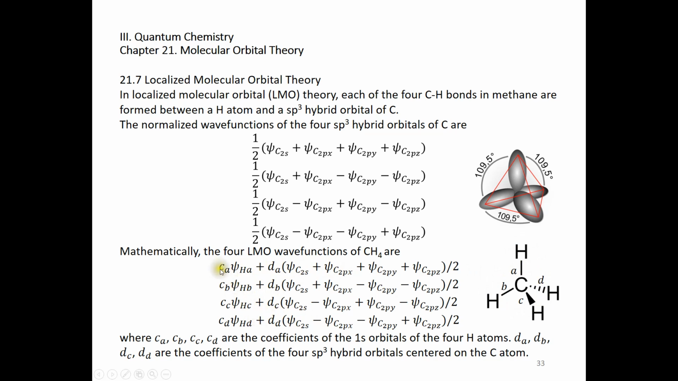So what are those c sub A, c sub B, c sub C, c sub D, and also d sub A, d sub B, d sub C, d sub D? They are called molecular orbital coefficients. In this case, we're looking at localized MOs, so those are localized molecular orbital coefficients.